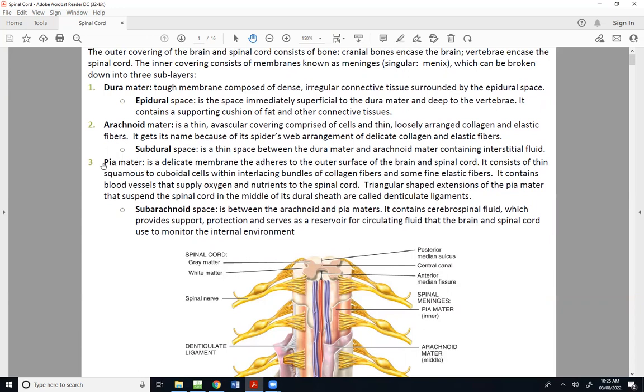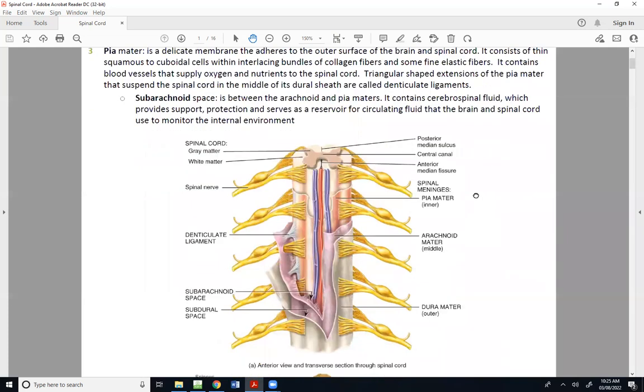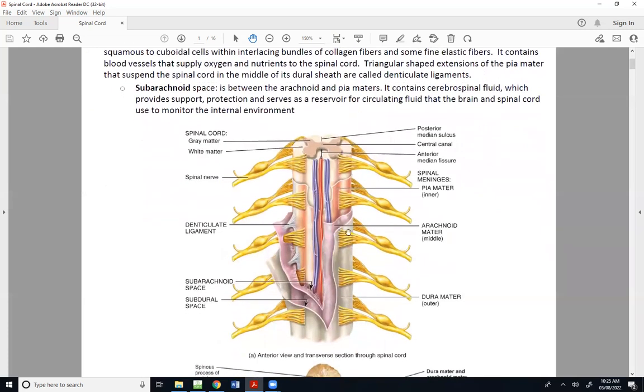Finally, the innermost layer, pia mater. Pia means delicate. This is a delicate membrane adhering to the outer surface of the brain, or in this figure, the spinal cord. It consists of thin squamous to cuboidal cells with interlacing bundles of collagen fibers and some fine elastic fibers. It contains blood vessels supplying oxygen and nutrients to the spinal cord. And in the case of the spinal cord, there are triangular shaped extensions called denticulate ligaments.